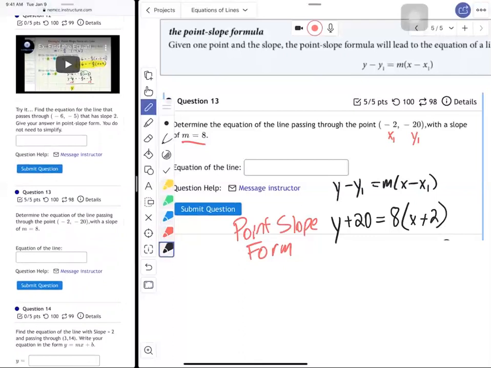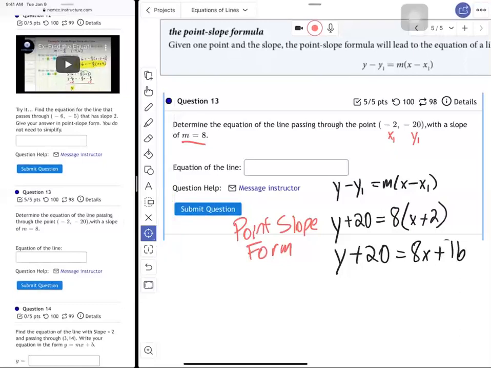But if you need to go farther, if you need slope-intercept form, here's what you do. We start by multiplying here. We want to distribute the 8. So y plus 20 is equal to 8x plus 16. Then we subtract 20 from both sides, and that will isolate y, so we'll have the right form at that point. This is really pretty easy unless you have a lot of fractions to deal with. If we subtract 20, we get negative 4 there. So y is equal to 8x minus 40. I'll come over here and put that in.